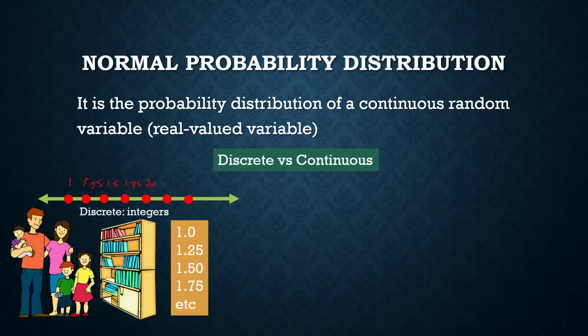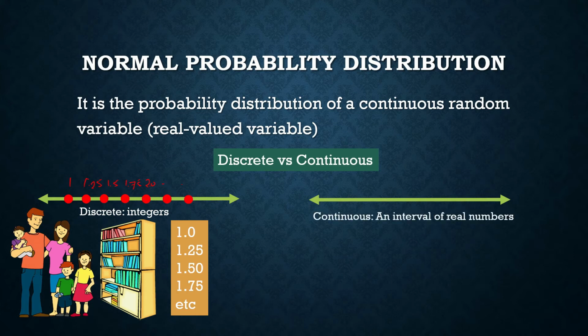Now let us compare it with a continuous random variable. When you speak about a continuous random variable, think about an interval of real numbers. Let's say, for example, the set of real numbers between 3 and 5. So what are the real numbers between 3 and 5? Well, you have 4. What else? You have 3.5. You have 4.5. Can you count this? Yes, I can count them.